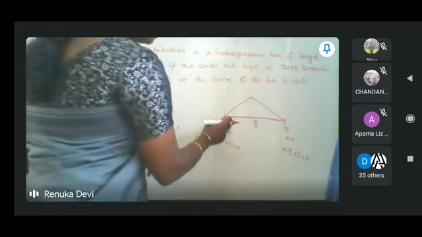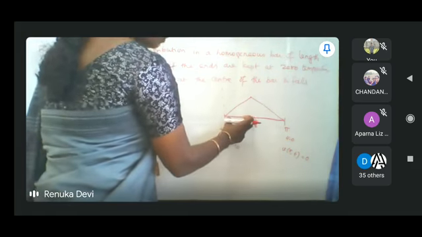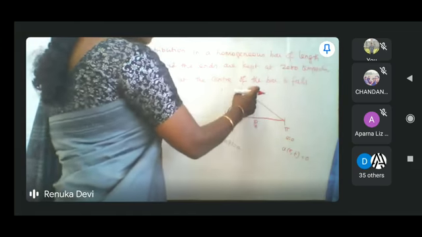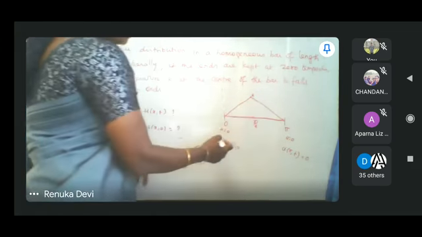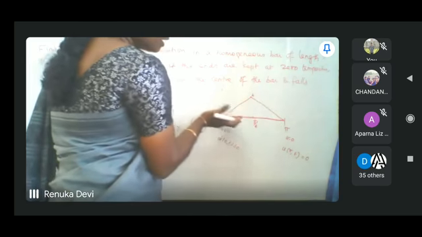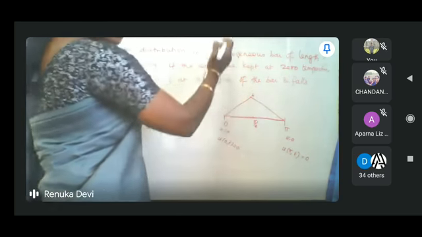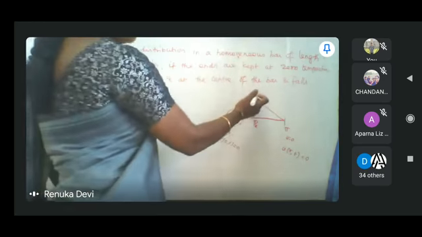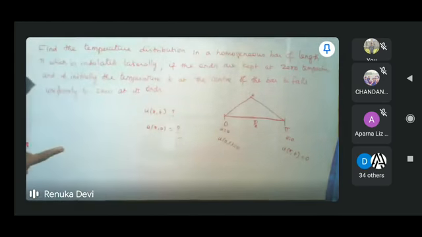x varies from 0 to pi by 2, and at pi by 2 it attains its peak value, that is k. So if I take the x-axis with the x value, and here the temperature, then it will be u of x comma t, that is u of x comma 0.